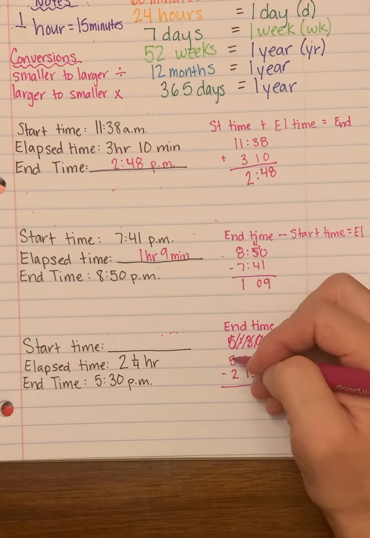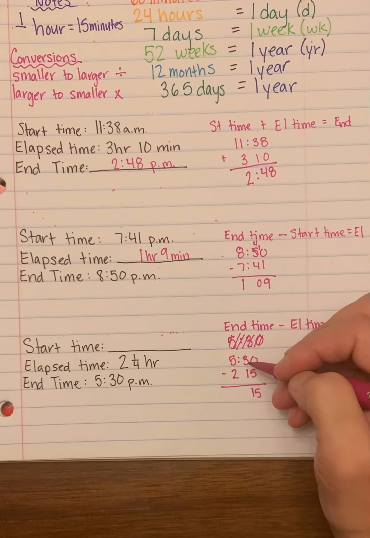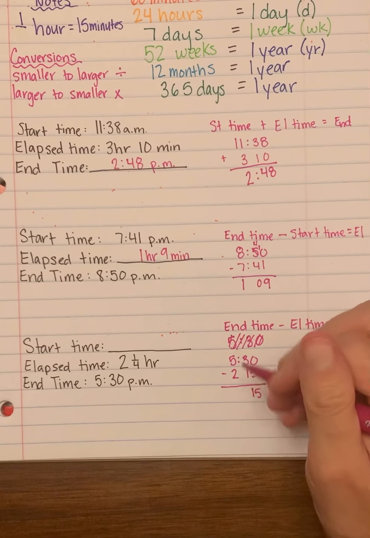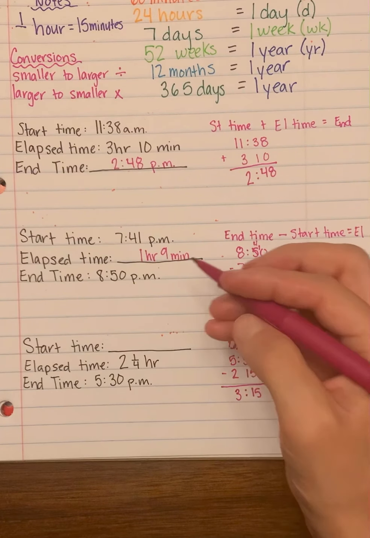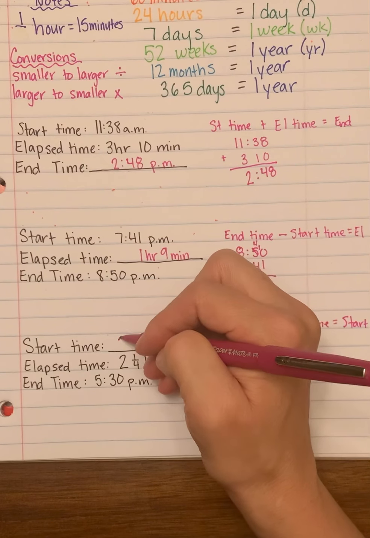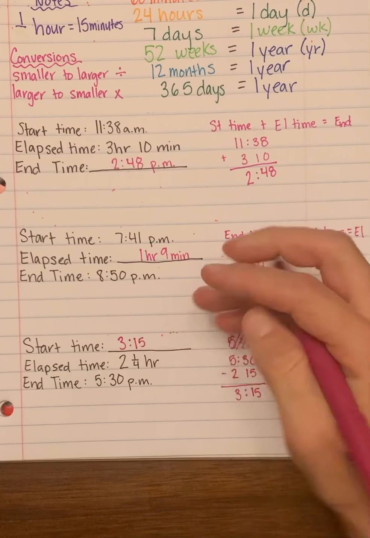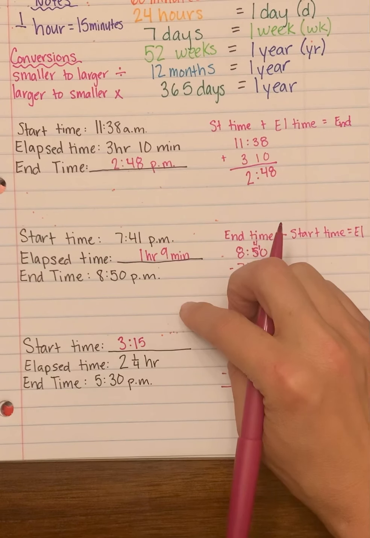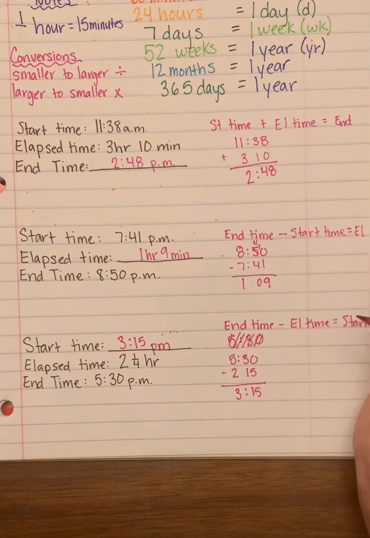And then I have 5 minus 2, so working back. So right now I'm at 5:15. 2 hours prior to 5:15 would be 3:15. So my start time would be 3:15, and I didn't cross the noon hour, so it would still remain PM.